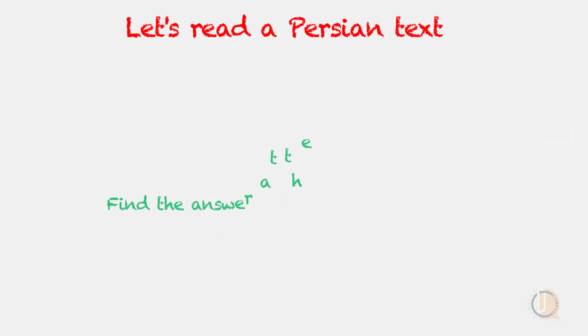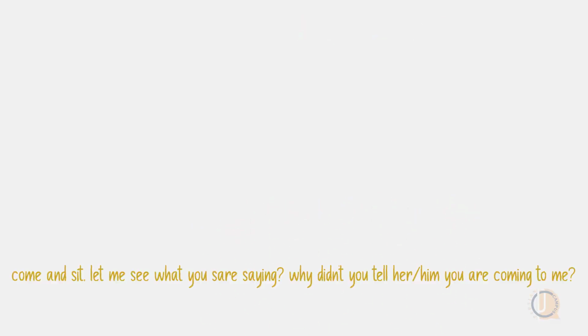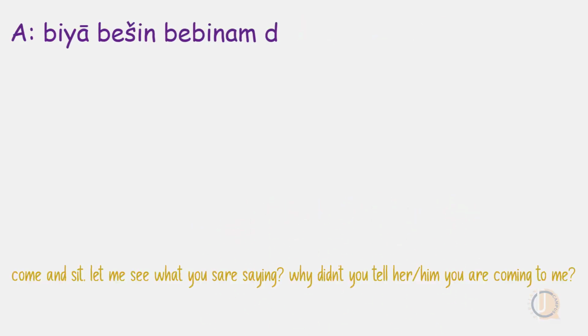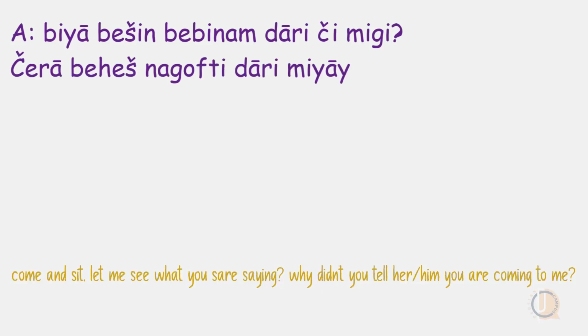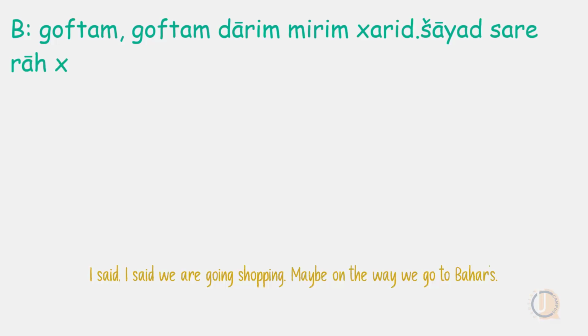Now let's read a text in Persian and find the present continuous. بیا بشین ببینم داری چی میگی؟ چرا بهش نگفتی داری میای پیش من؟ گفتم داریم میریم خرید. شاید سر راه خونه بهار هم رفتم.